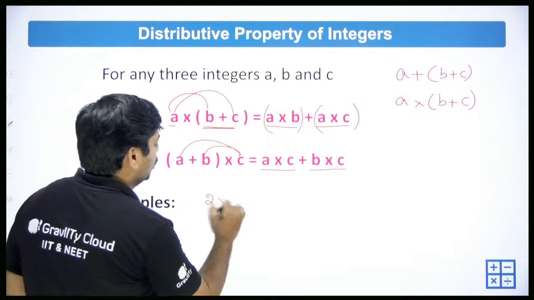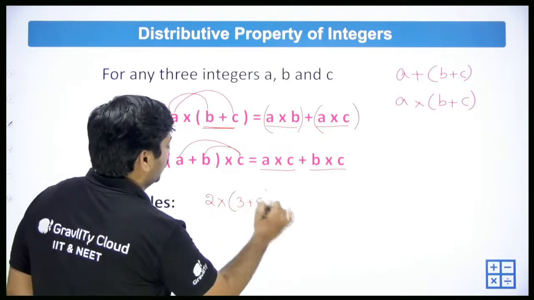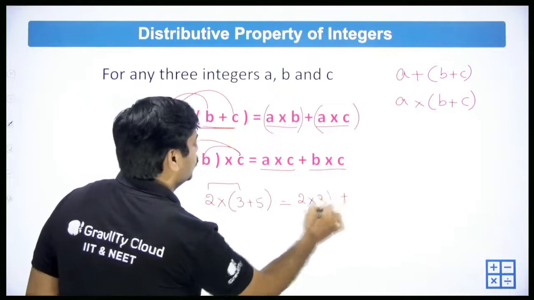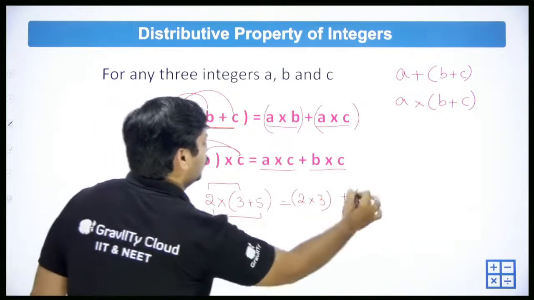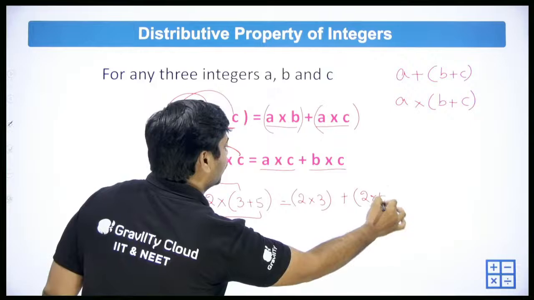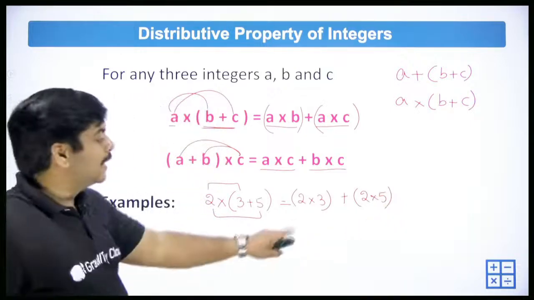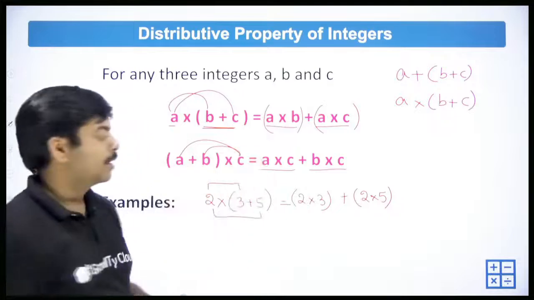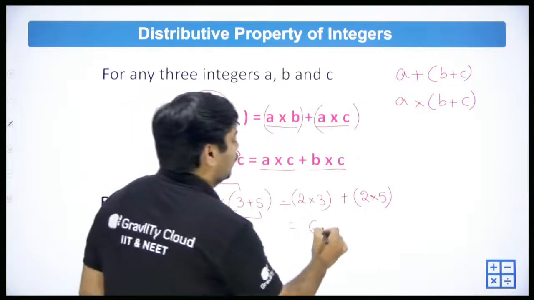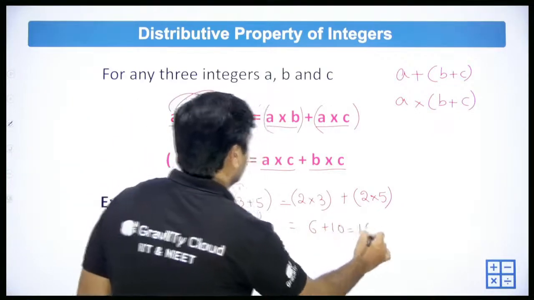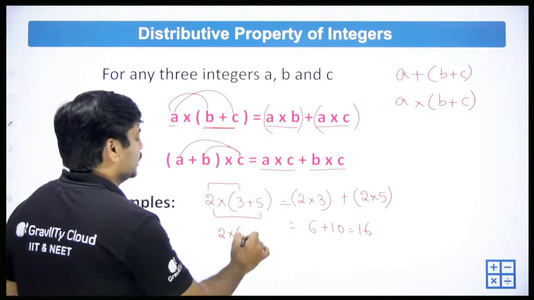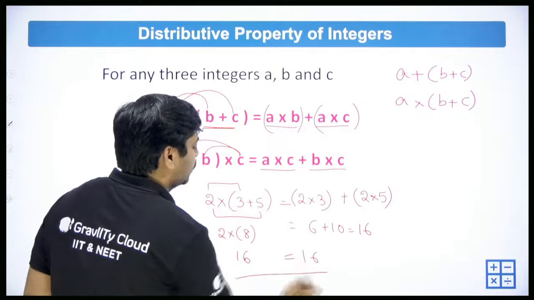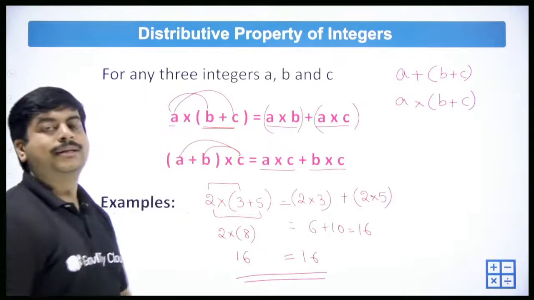If you have 2 into 3 plus 5, that will be equal to 2 into 3 plus 2 into 5. Don't again use addition or plus symbol in between them. It is the multiplication. So 3 2s are 6 plus 5 2s are 10, so that will give you 16. On the other side, 2 into 5 plus 3 is 8, 8 2s are 16. So 16 and 16, these two will be equal.